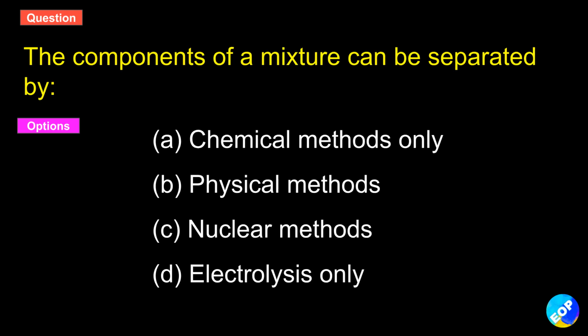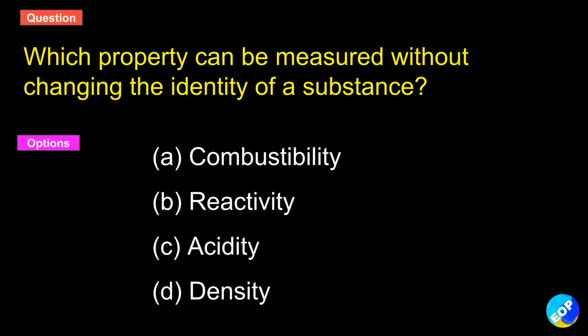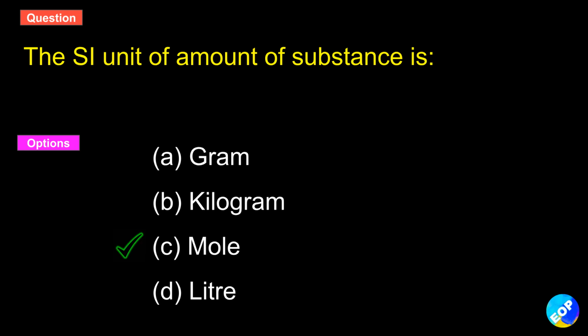The components of a mixture can be separated by, answer is B, physical methods. A student measures the mass of a sample and gets the following readings: 9.423 gram, 9.424 gram, 9.423 gram. The measurements are, answer is B, precise but not accurate. Which property can be measured without changing the identity of a substance? Answer is D, density. The SI unit of amount of substance is, answer is C, mole.